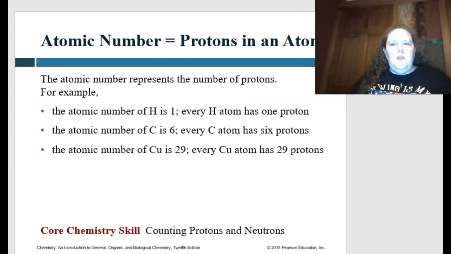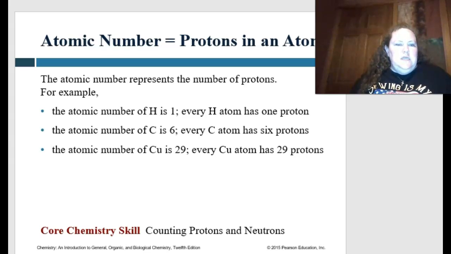The atomic number represents the number of protons. For example, the atomic number of hydrogen is 1, and every hydrogen atom has 1 proton. The atomic number for carbon is 6, and every carbon atom has 6 protons. The atomic number for Cu is 29, and every Cu atom has 29 protons.